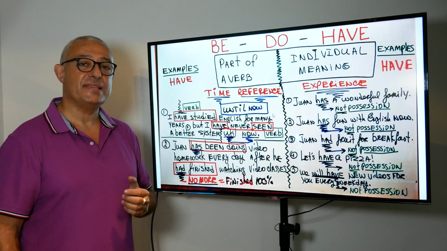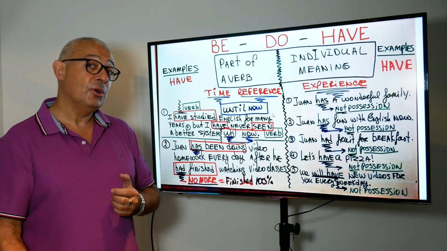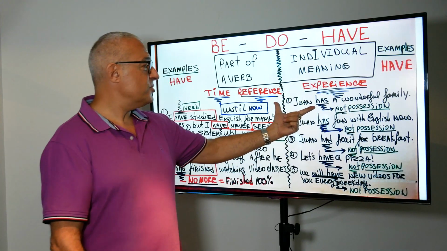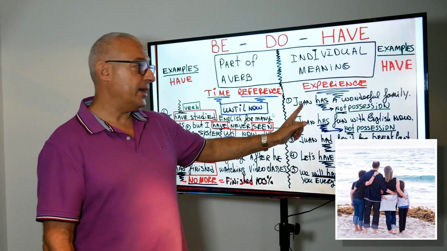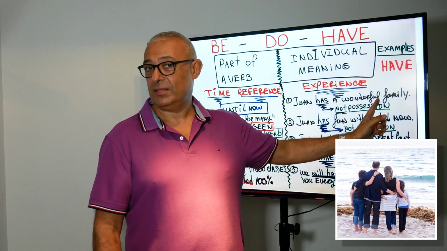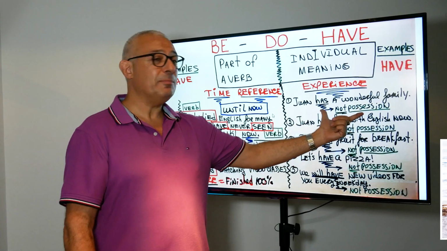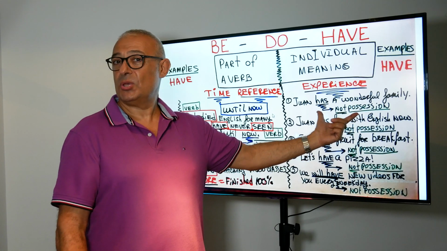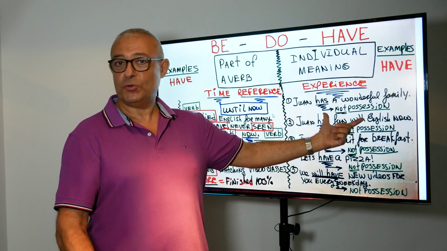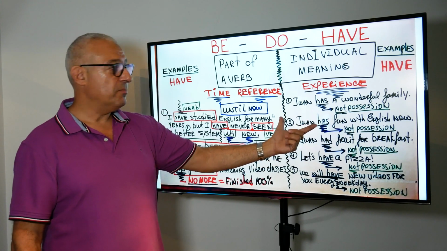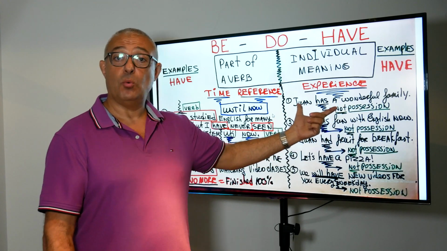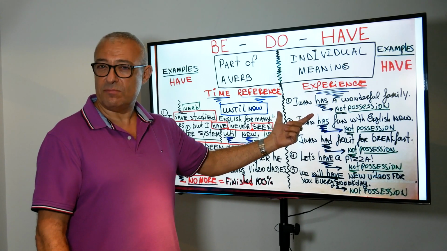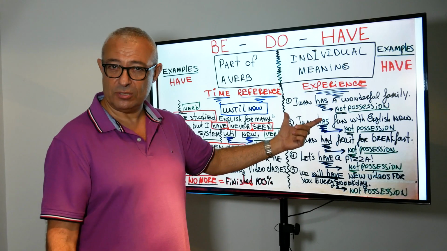Let's take a look at a few examples and see how we're talking about possession. Or maybe we're not. Some of the examples would be: Juan has a wonderful family. The question is, does Juan possess a wonderful family? Is that his possession? Well, for sure it is not, because there's a possibility that Juan does not have a wonderful family.